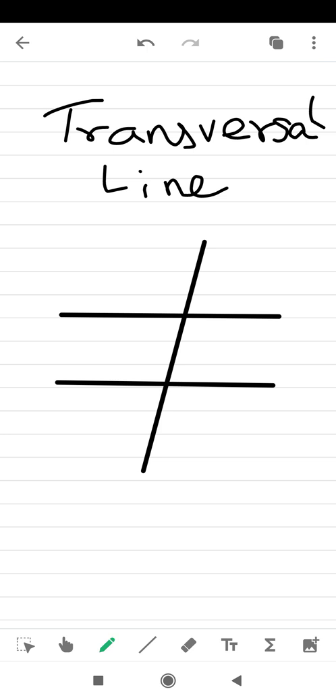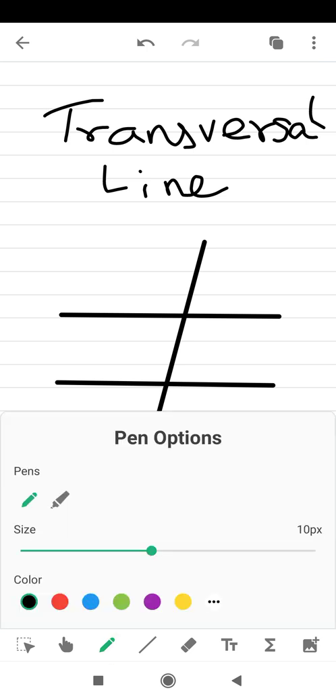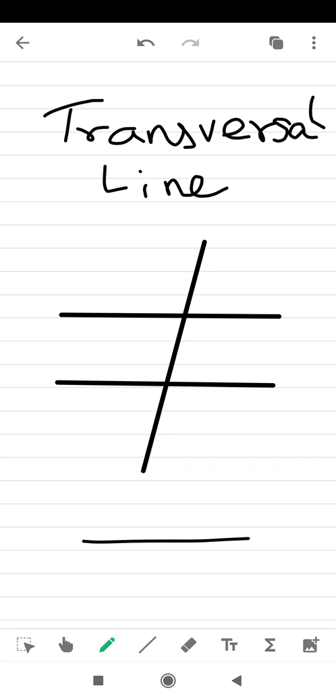If two lines just intersect like this, they are not transversal. They are just intersecting or bisecting lines. Okay, that we will learn in the other case. Now our concentration is on this transversal line. What does this transversal line do?